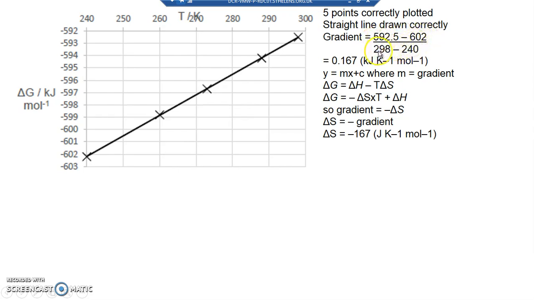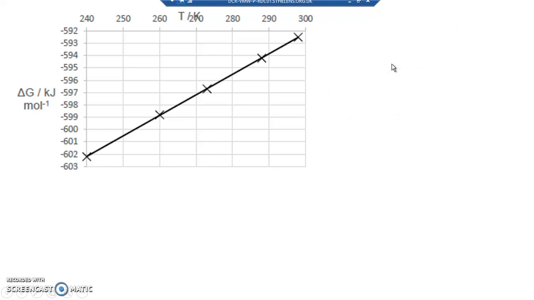Here you're actually measuring the change, so you can ignore the signs. You're just measuring the change between 593 and 602, and then you're measuring the change along the bottom from 240 to around about 298. So when you work those two out, it works out as 0.167. It's in kilojoules per Kelvin per mole.